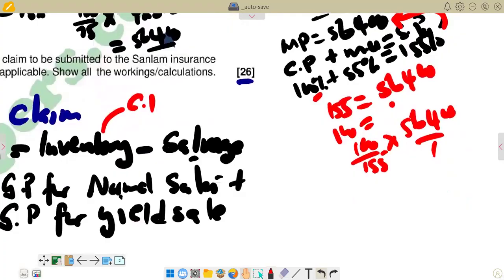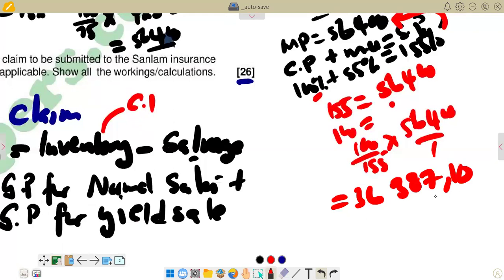So if you calculate there, you'd see that you are going to get 36,387.10. So this is the profit for yield sales. Sorry, this is the cost price for yield sales. So this is going to be the cost price.